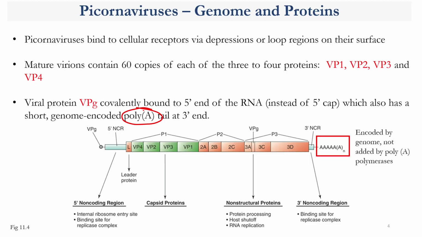So what function do you think VPG will serve in the absence of the cap? Because here's your VPG, here's your non-coding region on the 5' end, and it has a specific site called IRES, or internal ribosome entry site. And we're gonna go into the details of this in a bit. Yeah?